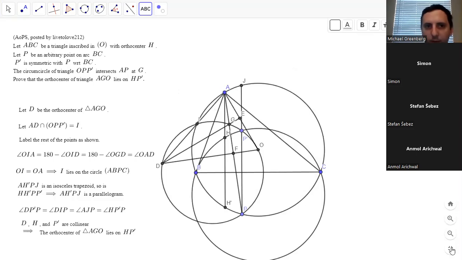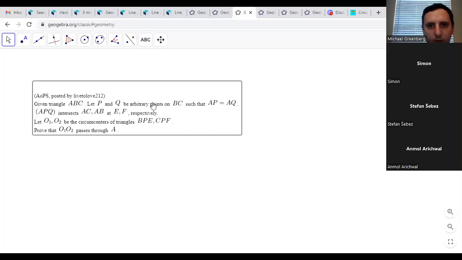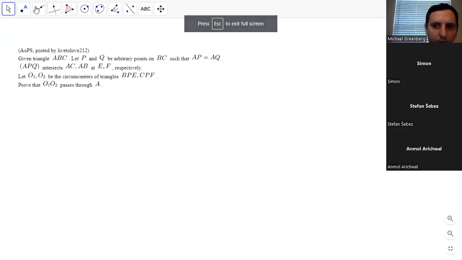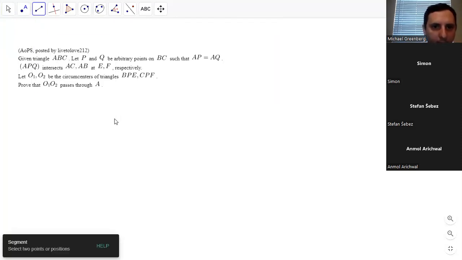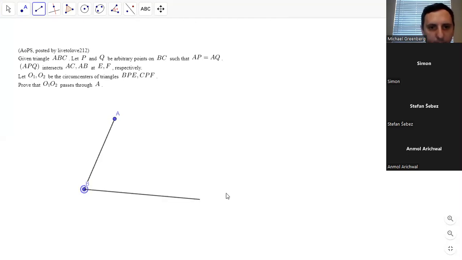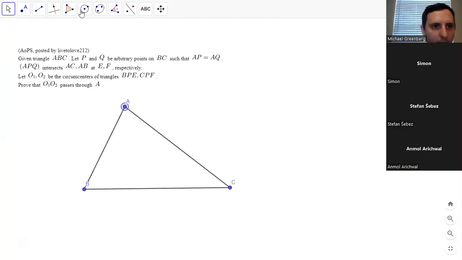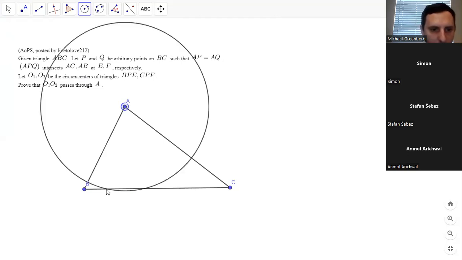So the last three are a little harder. This is the second one. So we could do one easier first. Yeah, let's just finish this up, and then we will check the last three. So we have a triangle ABC. P and Q are arbitrary points on BC, so that AP equals AQ. All right. So I'm going to do it like this. This should be P and that should be Q.